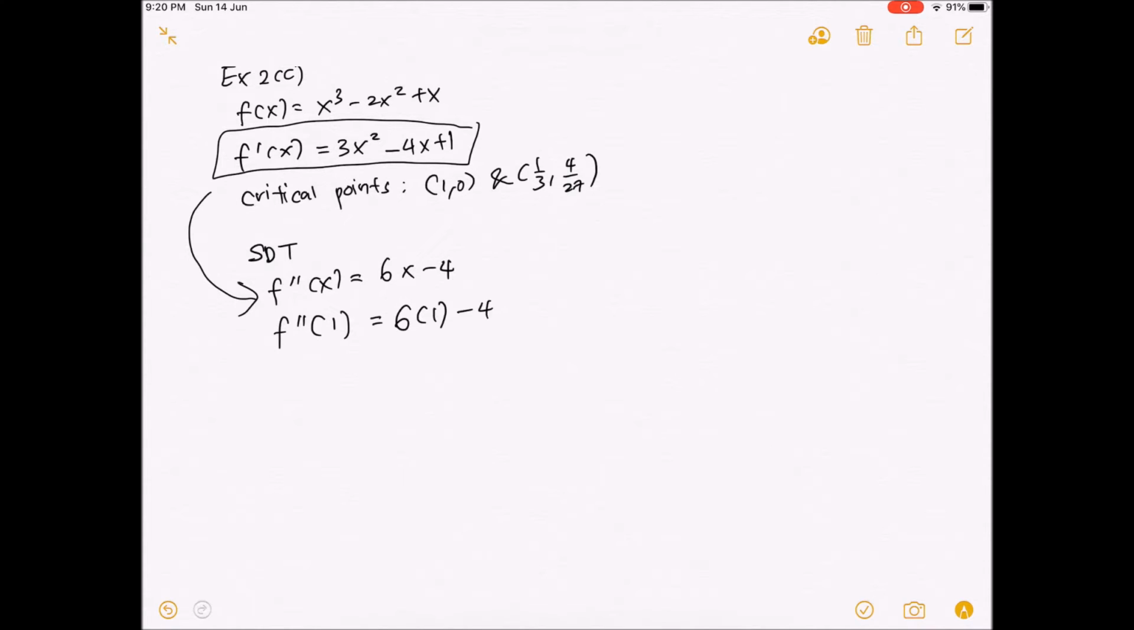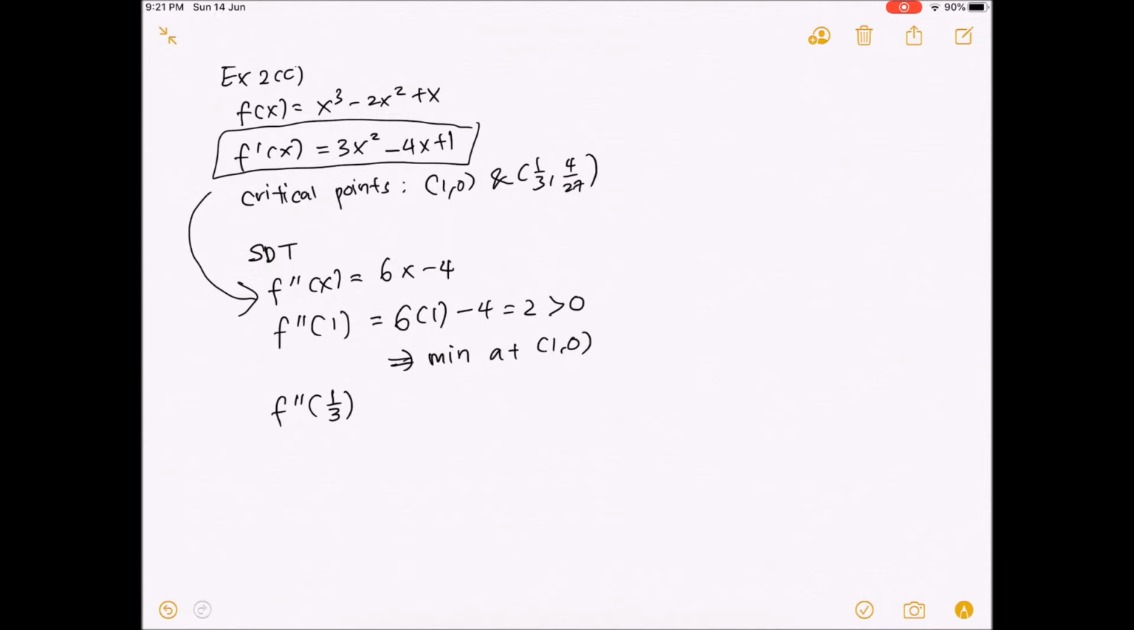So we'll have 6(1) minus 4, which is 2. And then 2 is greater than 0. Okay, so when your f double prime is greater than 0, obviously we will have a minimum at (1, 0). And then our second critical point is (1/3, 4/27).